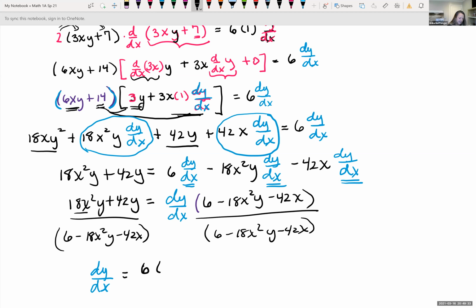If I pull 6 out of 18x squared y, that is 3x squared y. I guess I could pull out a y there too, but it's not going to help me cancel with anything on the bottom. 6 goes into 42y, so that's plus 7y, all over, let's pull out a 6 on the bottom. So 6 goes into 6 one time, minus 3x squared y minus 7x. So those 6's cancel.